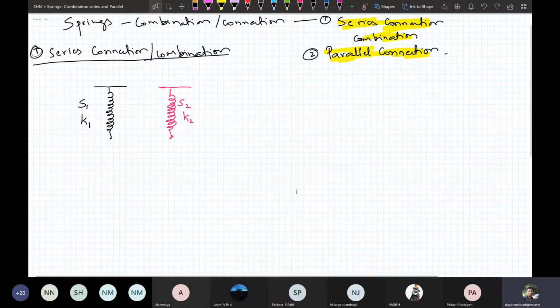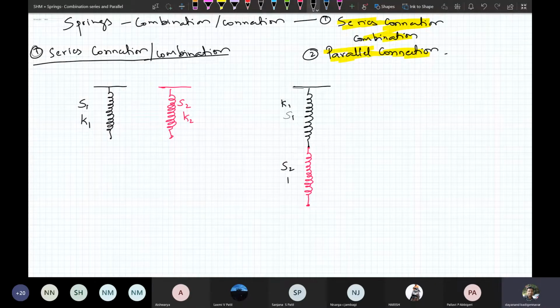Now, when I connect them in series, series means I have to connect them one after the other. So this is the first spring S1, and after that I have the second spring S2. This is spring constant K1. This is spring constant K2.